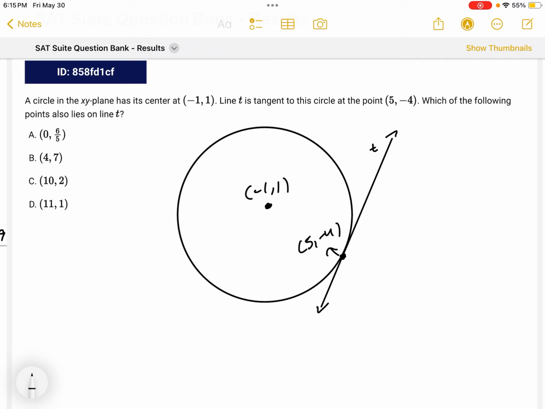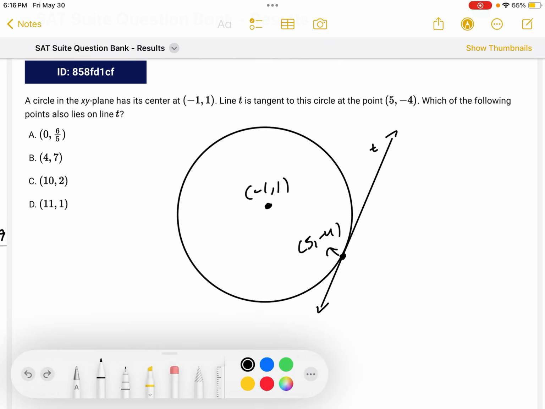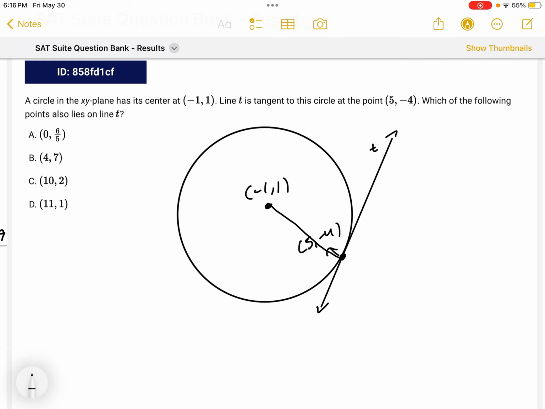Well, in order to find out what one of those points could be, we have to find an equation for line T. We have to find its slope, and then plug in the point on that line to find an equation for it. But how do we go about doing that? Well, in this diagram, the only other segment that I can construct is a segment from the center to the point of tangency, like this.